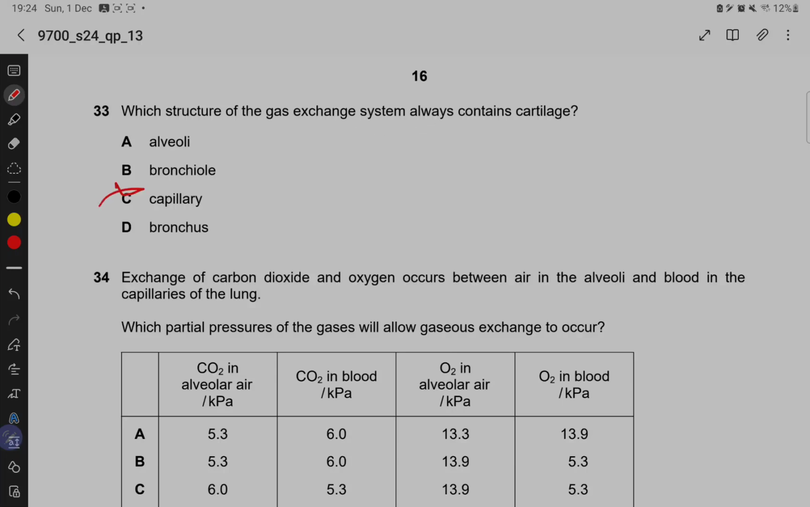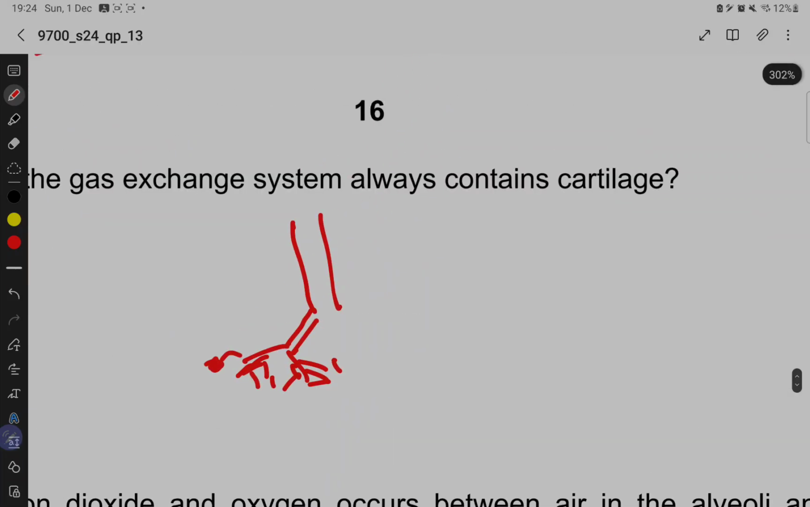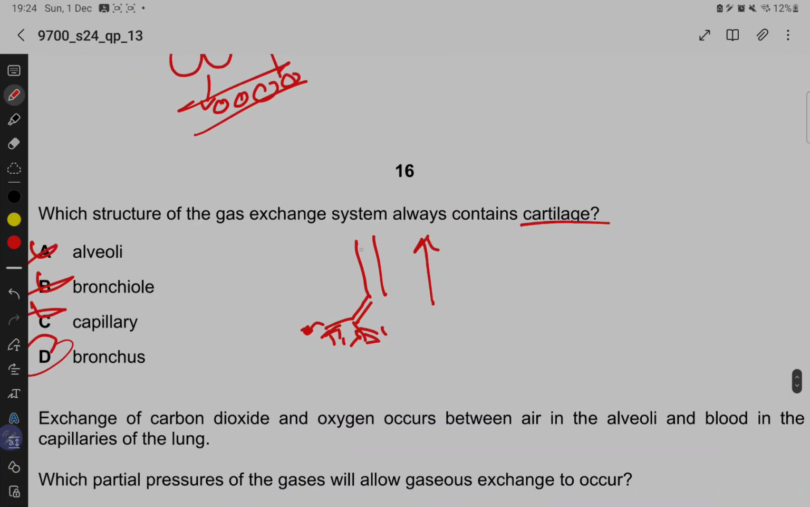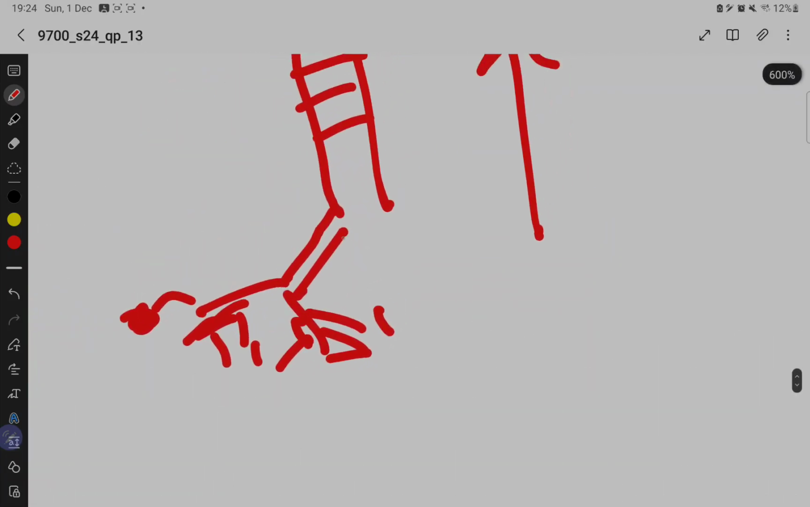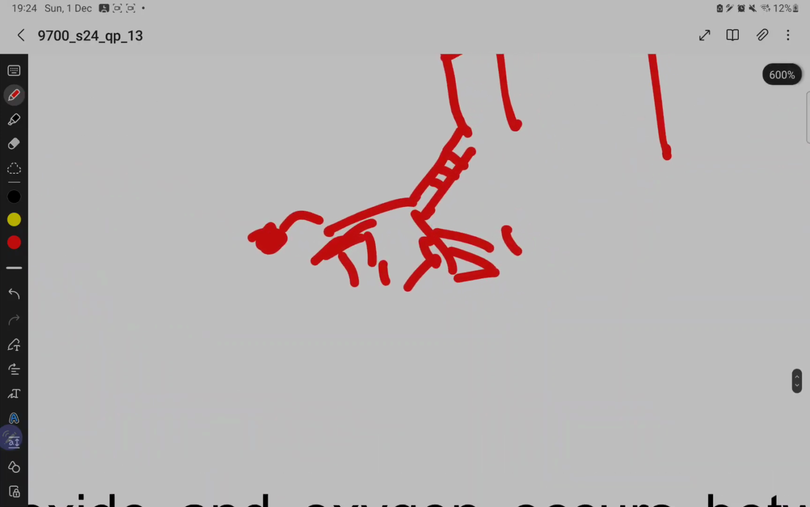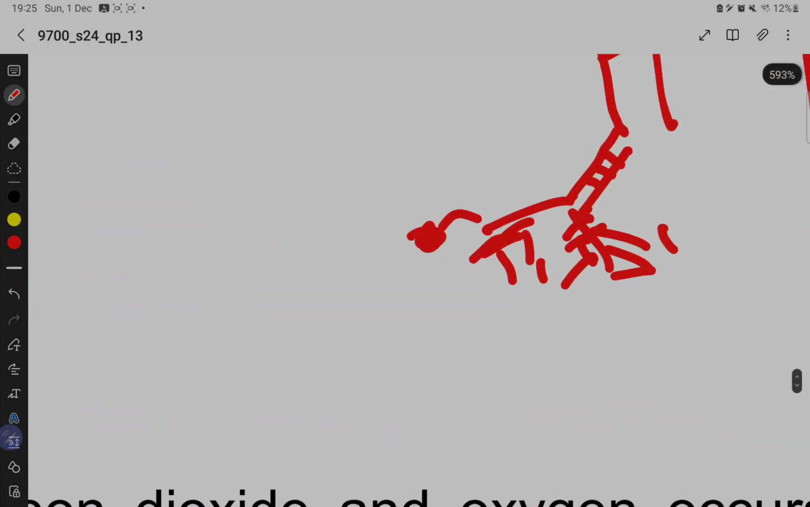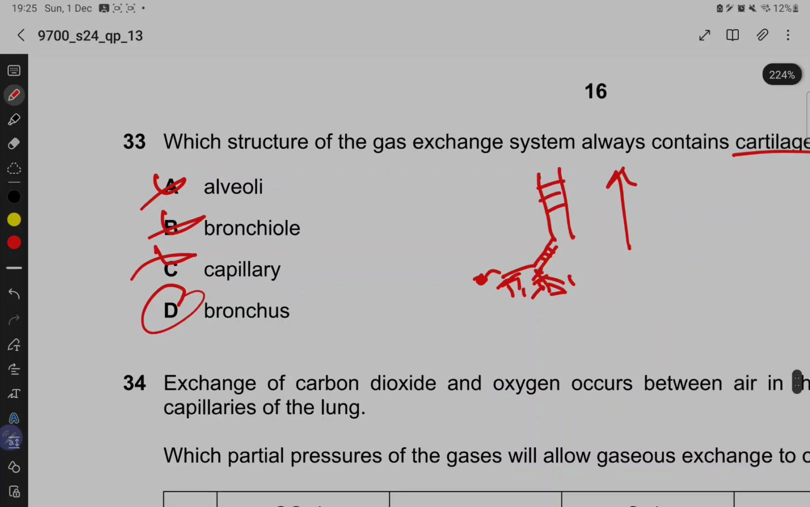Which structure of the gas exchange system always contains cartilage? Capillary is definitely wrong. Alveoli and bronchi are wrong. It's bronchus. If you look at it like this, your little alveoli here, the higher up you go, the more cartilage there is. So yes, trachea has your cartilage. And then your bronchus has your cartilage. So knowing this, alveoli and bronchial won't be the one with cartilage. It will be bronchus, because bronchus is higher up. But then typically bronchial and alveoli already don't have any cartilage.